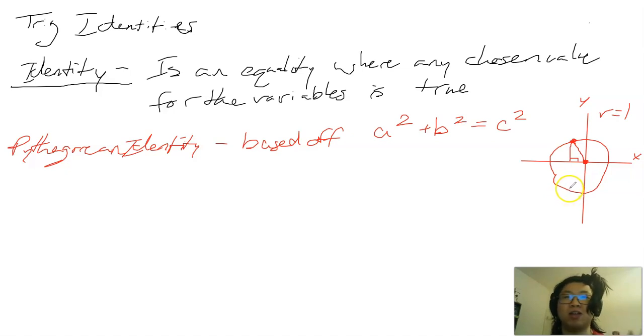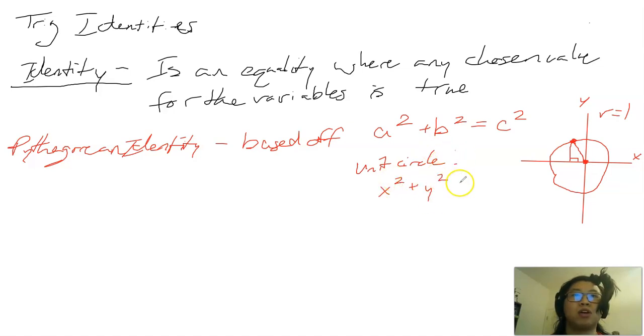You're still following me? Now the unit circle is what we're going to use to make this Pythagorean identity come true. So what do we know about this triangle, and what do we know about the unit circle? Well, I just said the radius is 1. So if you were to write the unit circle's equation, which I think we talked about earlier, the unit circle equation is this: x squared plus y squared equals 1.